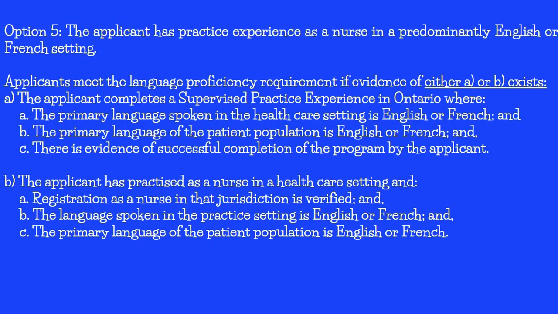Next, the fifth option is that the applicant has practice experience as a nurse in a predominantly English or French setting. So this is, I guess, applicable for the nurses who are from other countries like the UK, US. So they have practice experience as a nurse in a predominantly English or French setting. The nurses from Quebec. So the applicant meets the language proficiency requirement if evidence is provided for the A category or for the B category. Coming to the A category first, the applicant completes a supervised practice experience in Ontario.